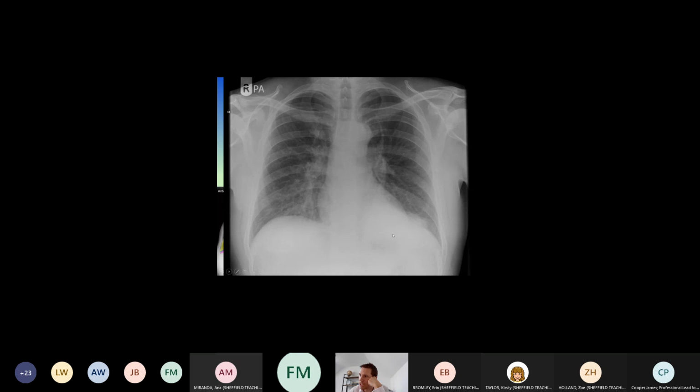So again, this is consolidation, and it is in the left lower lobe because only the lower lobe is in contact with the hemidiaphragm. We can see the left heart border even overlying the consolidation, because the consolidation is not in the upper lobe, it's in the lower lobe, so it's touching the hemidiaphragm, it's not touching this heart border at all.